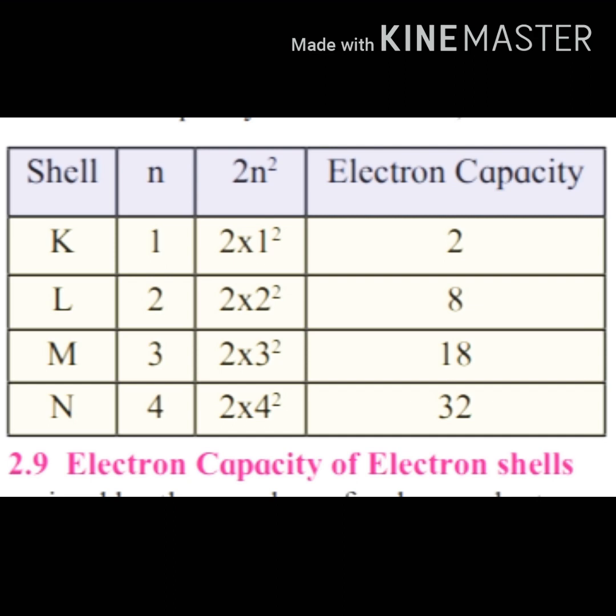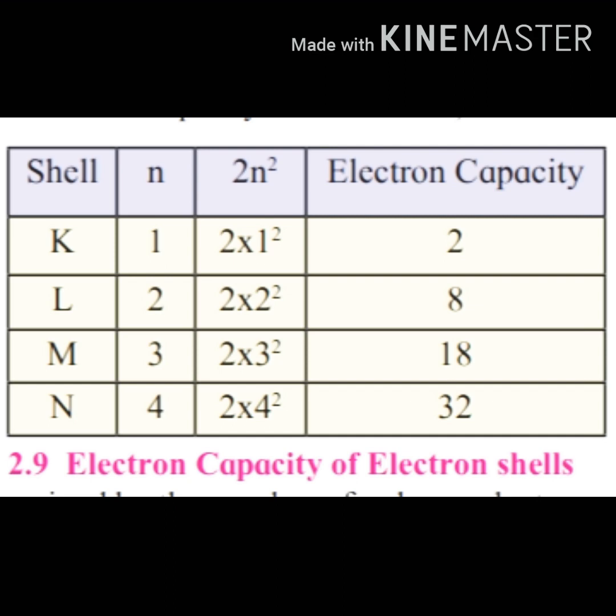Also, if the first orbit, that means the closest one, is filled, then only will the electrons be filled in the other orbits or shells. What I am trying to say is, the K shell has room for 2 electrons. Now if 3 electrons are present, 2 electrons will be filled first in K, and then the third one will go into L. So this is the rule.